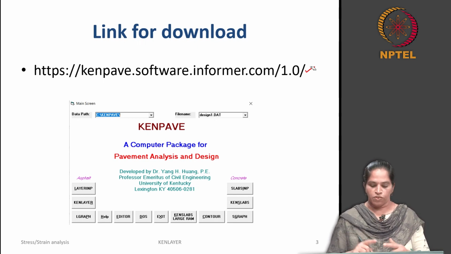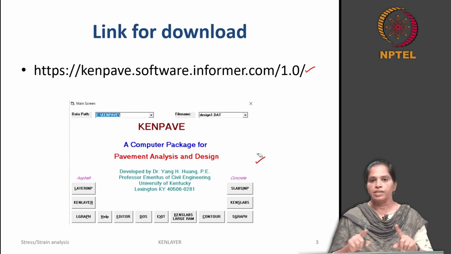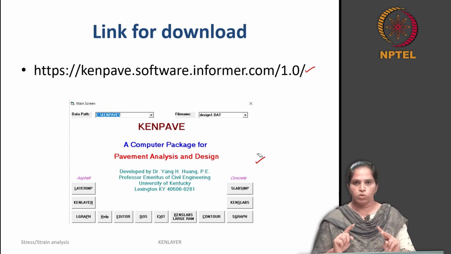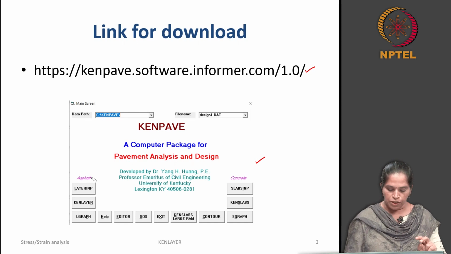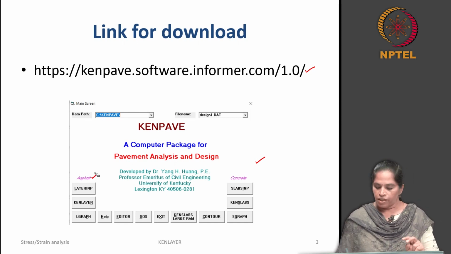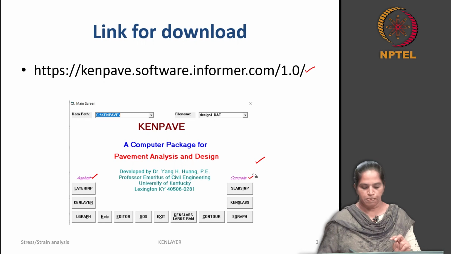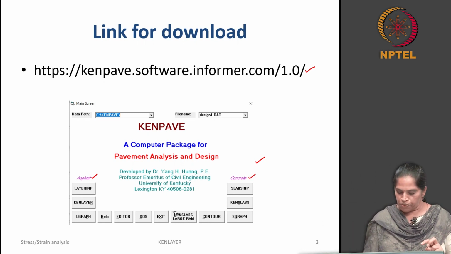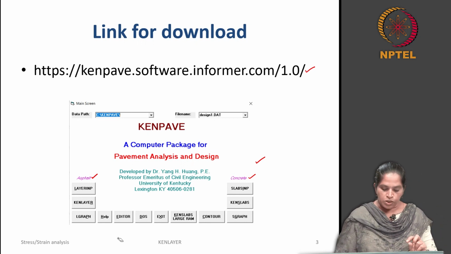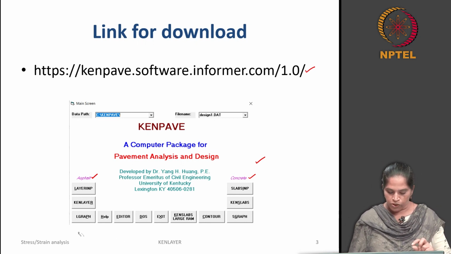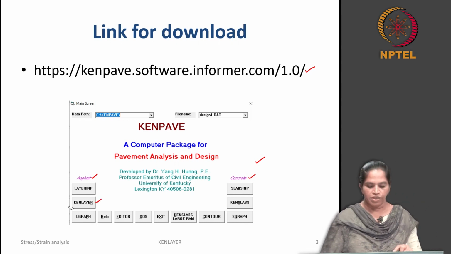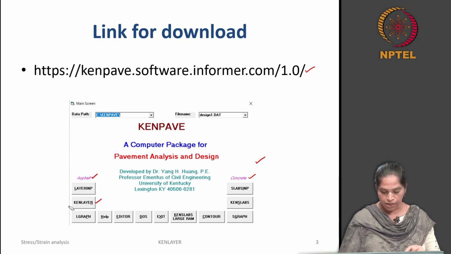After installation, once you open the Kenpave software, the main screen looks something like this. In this main screen, you can see two modules here. One corresponds to asphalt pavement and the second corresponds to concrete pavement. We are interested in the asphalt pavement module. If you look at this asphalt pavement module, the program main button is named Kenlayer. That is why we call it the Kenlayer software here.